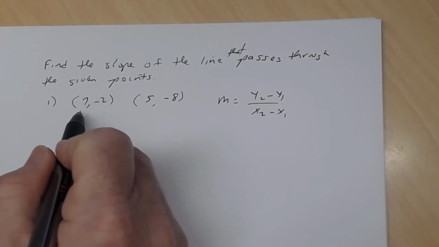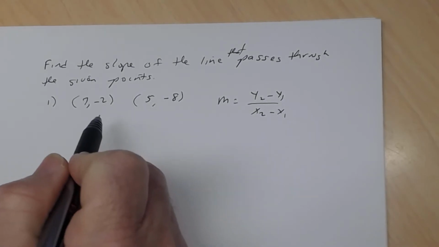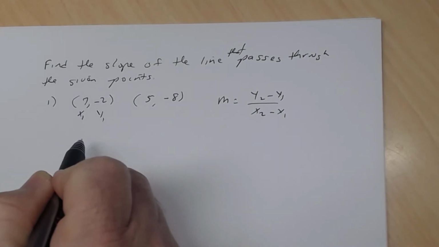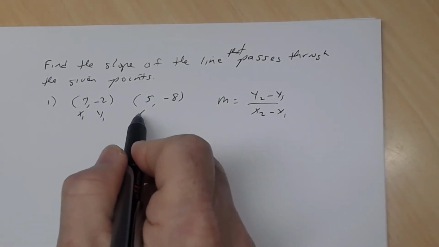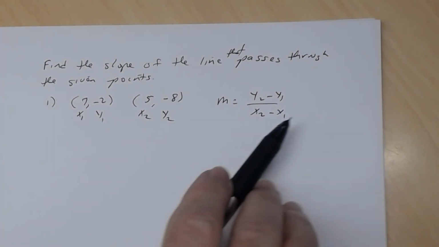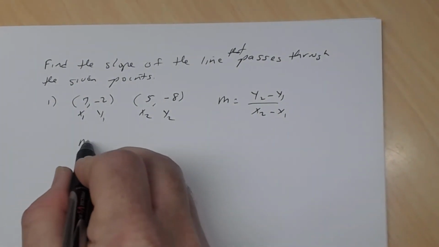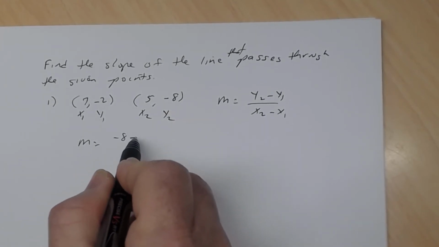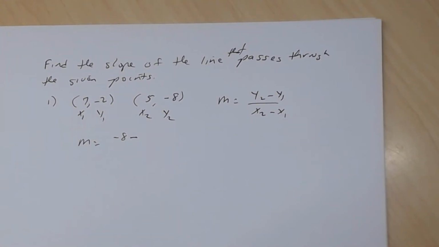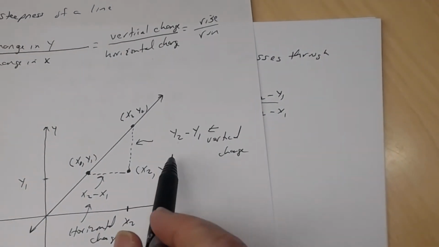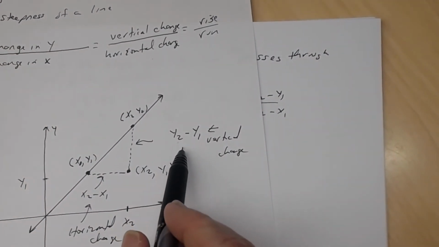If this is my first point, and it doesn't matter, you can set this to be your first point, you're going to say x1, y1. And then this becomes x2, y2. And then all you do is plug into this formula. So the slope will be y2, which is -8, subtract. Now, let me just remind you why it's subtraction. When we did this right here, we said subtract the y coordinates.